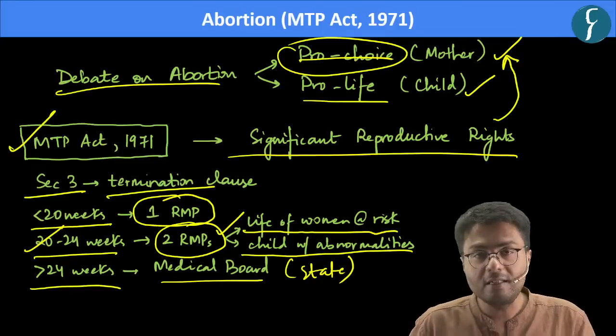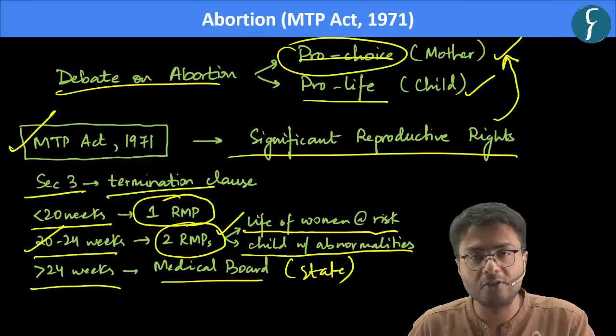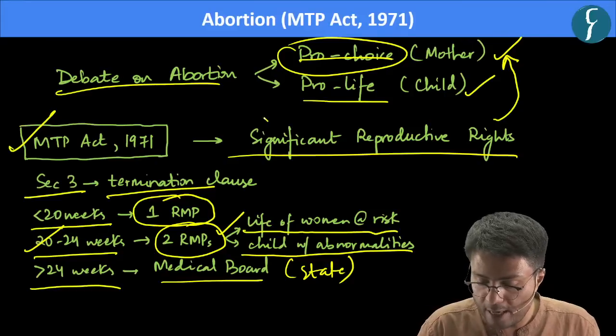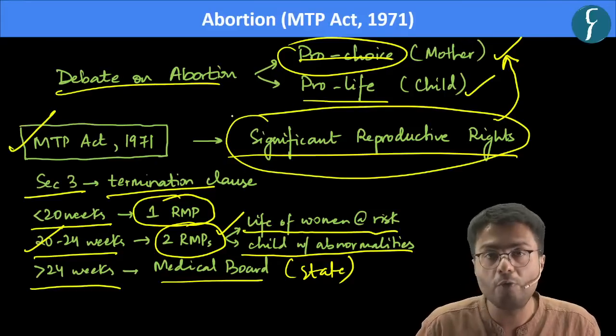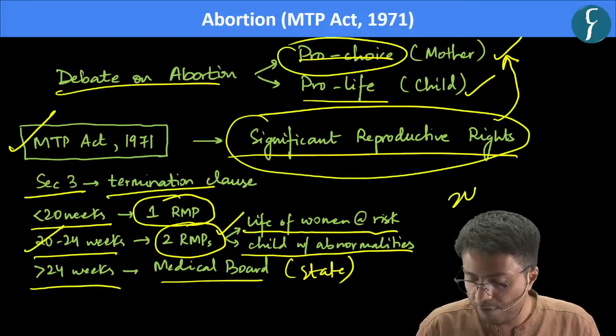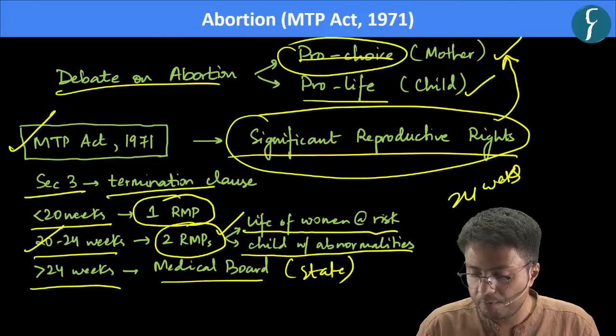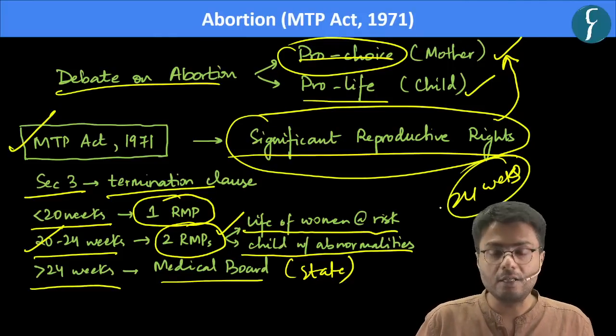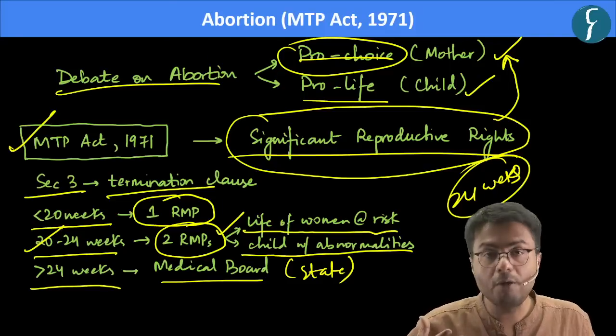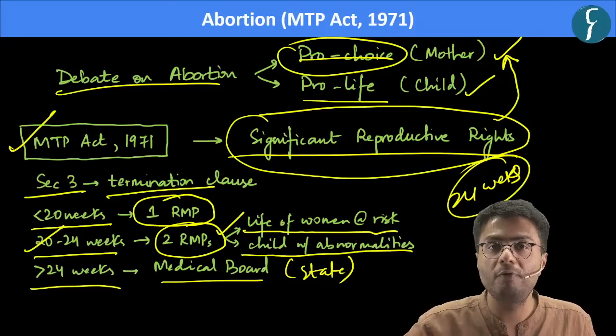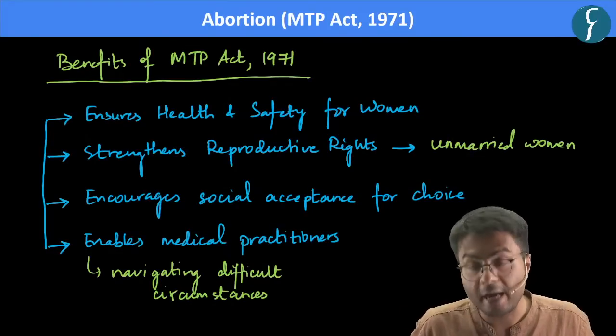Hence, we can say that the Medical Termination of Pregnancies Act is able to provide significant reproductive rights to women up till 24 weeks of pregnancy. Now let us discuss what benefits are associated with implementation of this act.